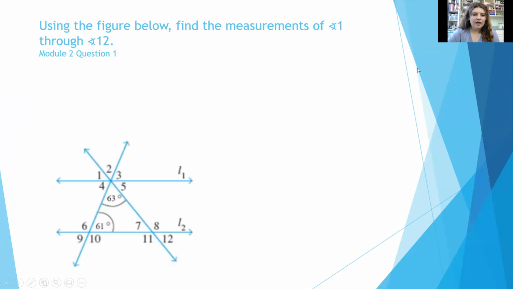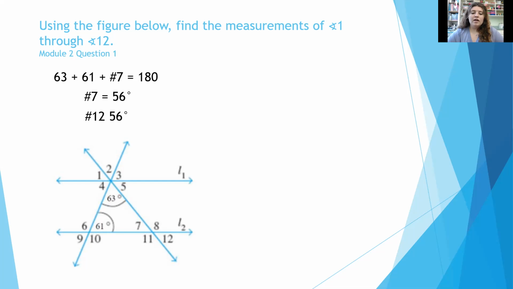To start out today, we are going to look at this figure and try to figure out the angle, or the degree, of each of the angles below. We can look at angle 7 that we're missing for this triangle, and we know that a triangle is 180 degrees, so we're just going to add 61 plus 63 and subtract that from 180, and we're going to get 56 degrees.